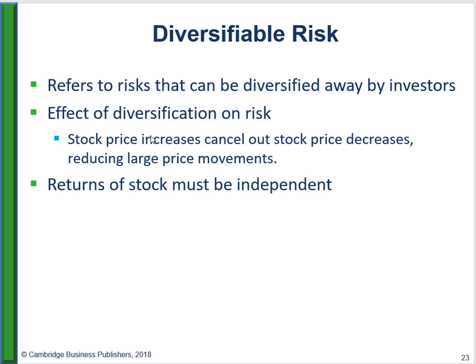So stock prices in general, stock price increases cancel out stock price decreases, reducing large price movements. This slide's a little confusing too. I want to see if I can break this down in clearer terms, because what we're basically talking about here is that we can take one individual stock that might have a very high degree of business-specific risk associated with a sales strategy or a drug pipeline or M&A activity or any of the other components that are risky and specific to the individual company that you've been analyzing throughout the course of this semester.